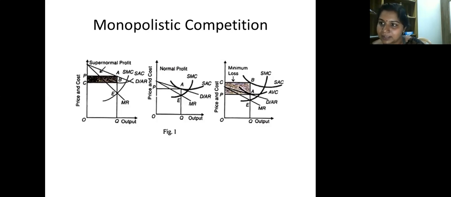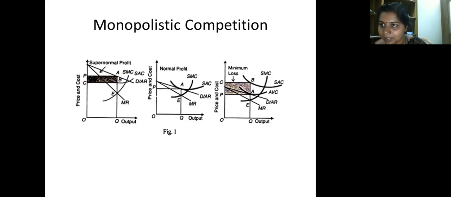Why is AR and MR a straight line? When the demand is perfectly elastic, as you have studied in the elasticity of demand, it is a horizontal line. When the elasticity of demand is infinity, it is horizontal, perfectly elastic. That's why in perfect competition, with a high level of competition, demand is perfectly elastic, so you draw the AR line as a straight line. Here in monopolistic competition it is relatively elastic.